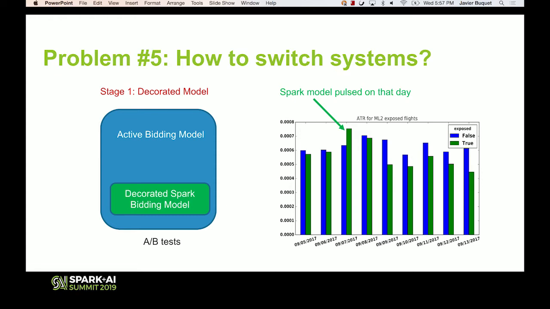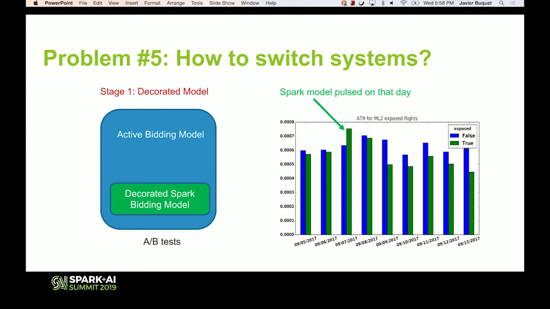And we tested that using standard data science. For example, on that day, I think it's the 7th of September, we tested that model, and we saw that there was a big increase in ATR. ATR is the attribution through rate, which is the number of attributions we get per impression, or per ad shown.